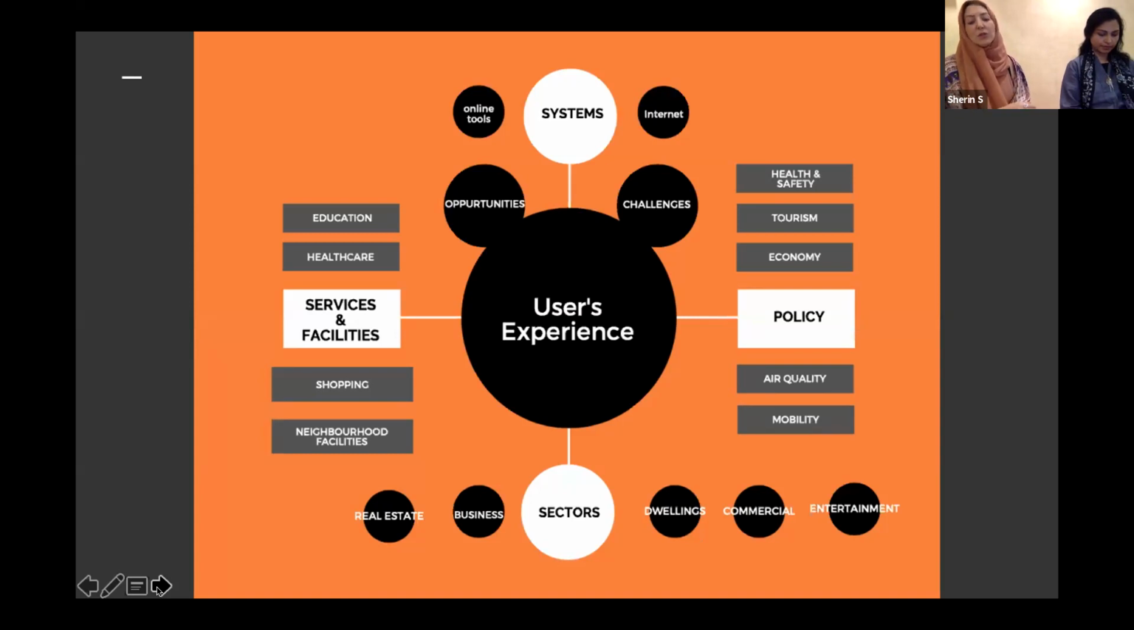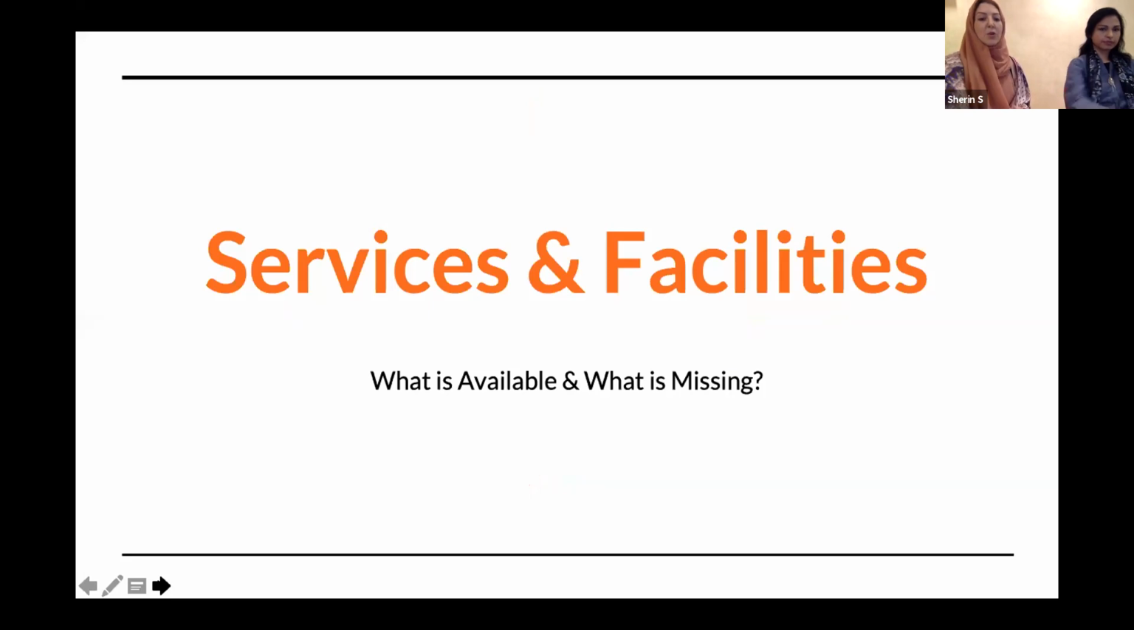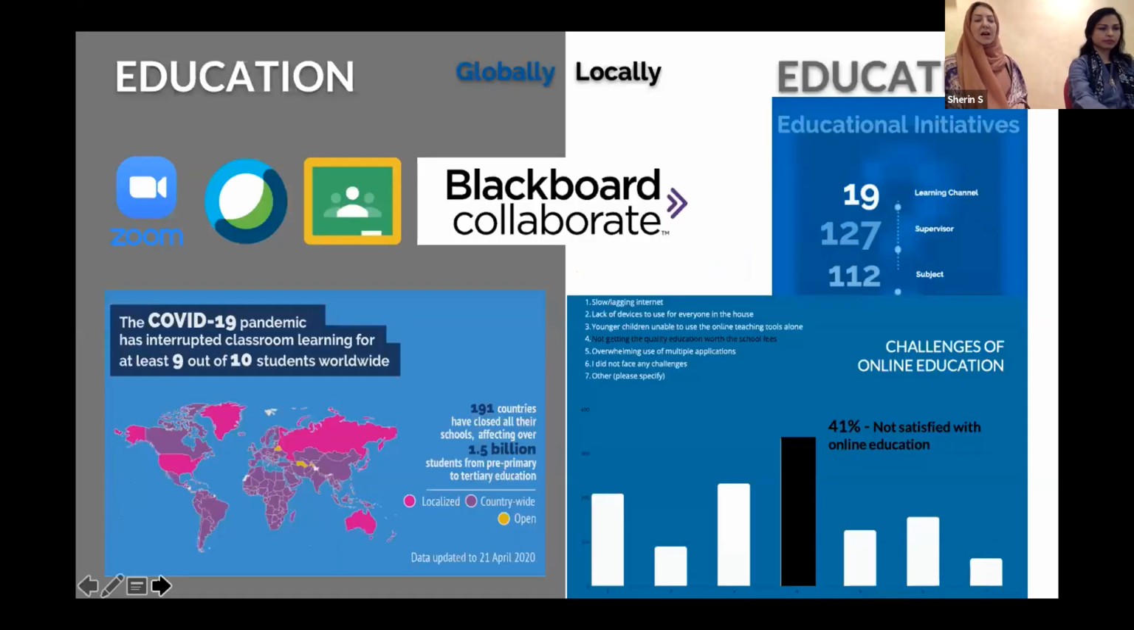And of course, we looked into the policies that need to govern all of these systems. So in terms of services and facilities, our first indication was education, which is something all of you must have noticed as students, or as parents who have kids studying, or even as people who are working and went online. Lots of education went completely virtual.